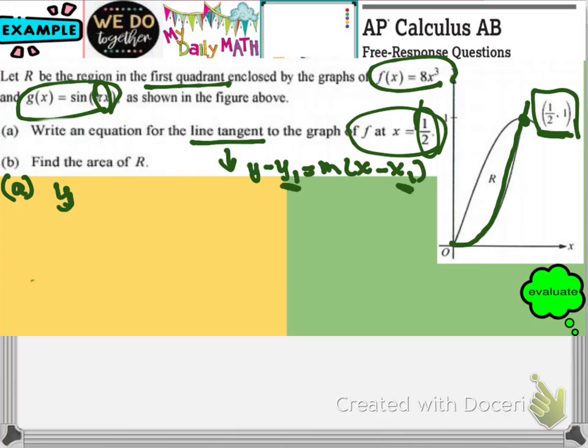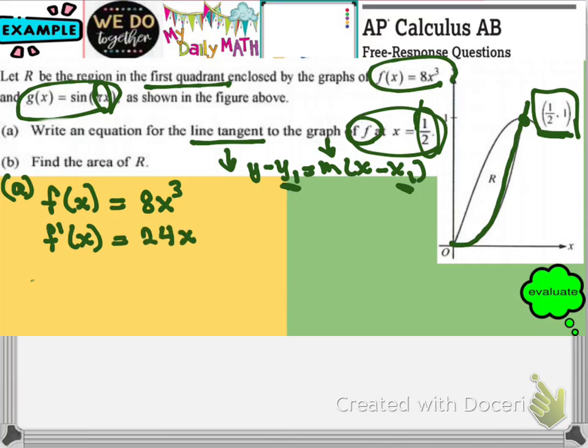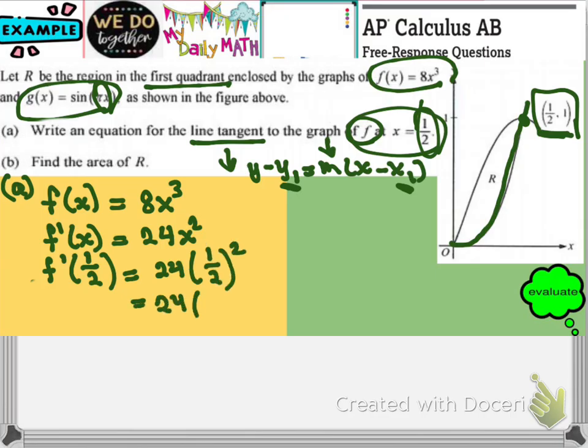The only thing I'm missing will be the slope. How can I find the slope? Slope can be found by finding the derivative of your f of x function because they asked for the graph of f. So I'm going to take the derivative of this, and that is 24x squared. Now I'm going to substitute the 1/2 that they gave us so we can find the value of the slope. So that's 24 times 1/2 squared, or 24 times 1/4, which is equal to 6.